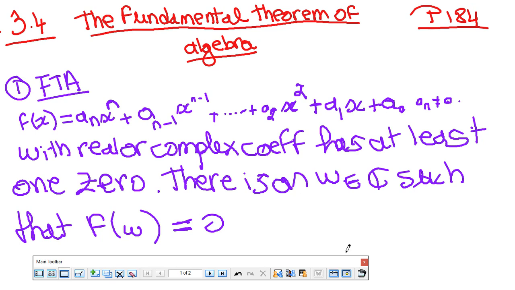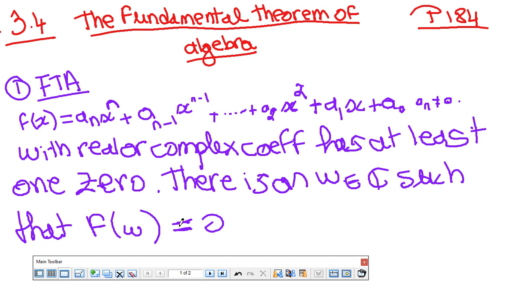If we have a function f of x and it's equal, we wrote it this way, it means I have an n degree polynomial. It could be degree 2, 3, 4, 5, and goes on. With real or complex coefficients, we have at least one zero. It means if I have any polynomial, if it's degree 5, it means I have five zeros. Those zeros could be real or complex zeros.